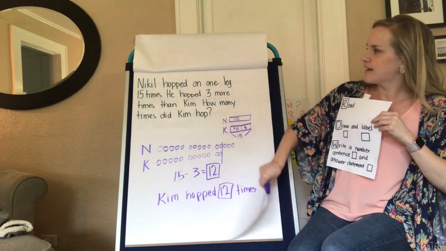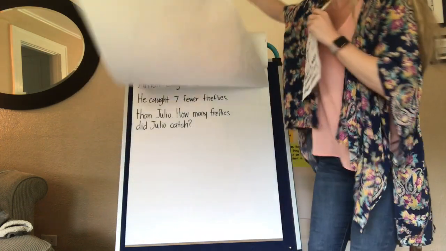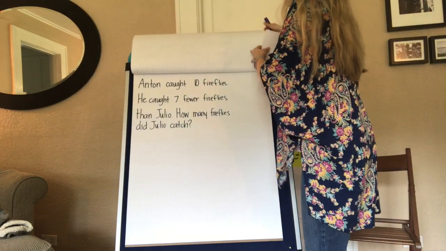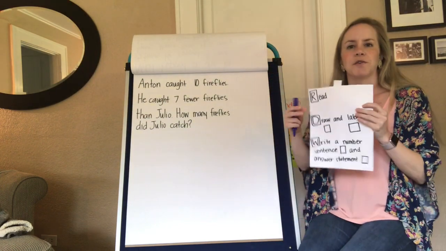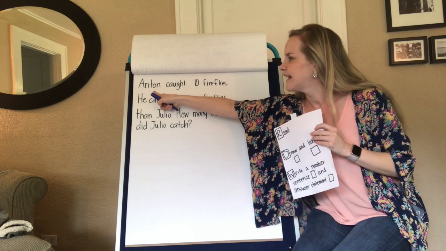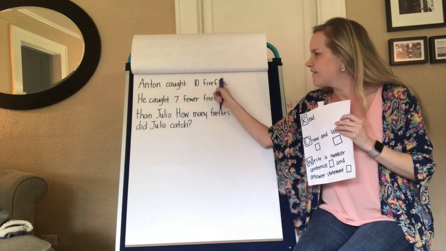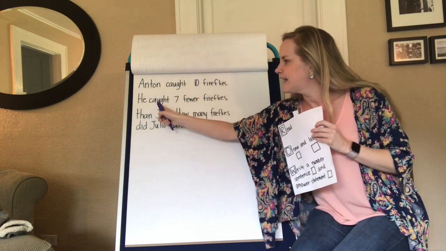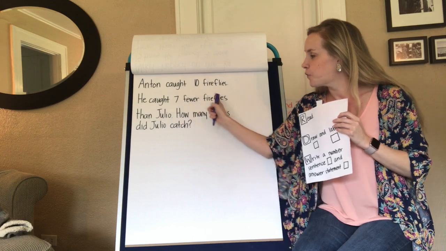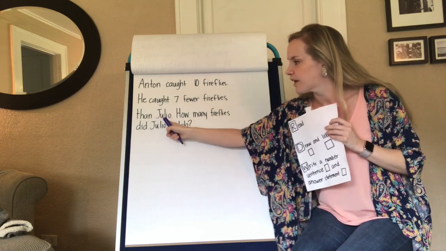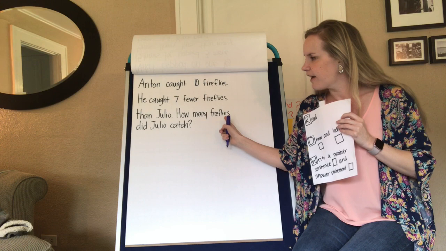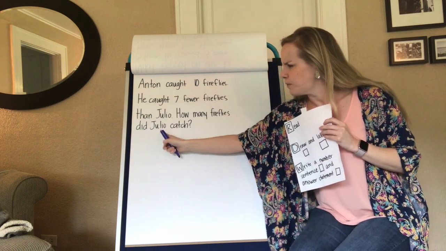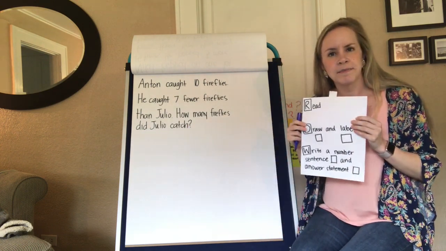So let's read it together first and then you'll do it on your own. So ready to read it with me? Anton caught 10 fireflies. He caught 7 fewer fireflies than Julio. How many fireflies did Julio catch?